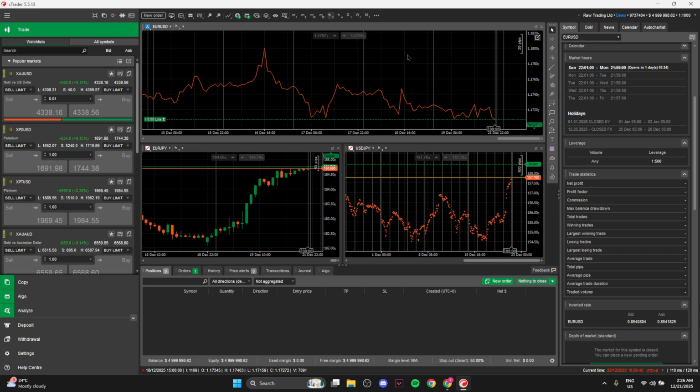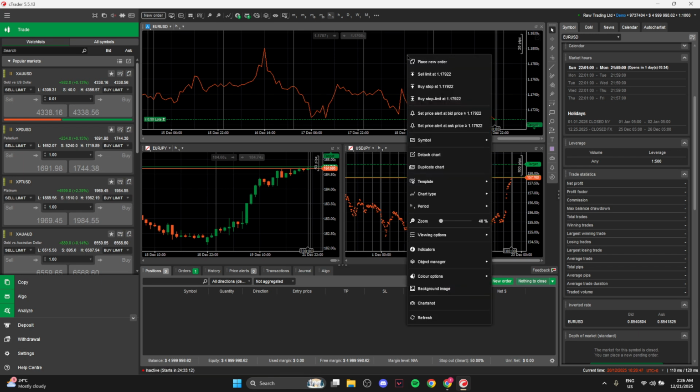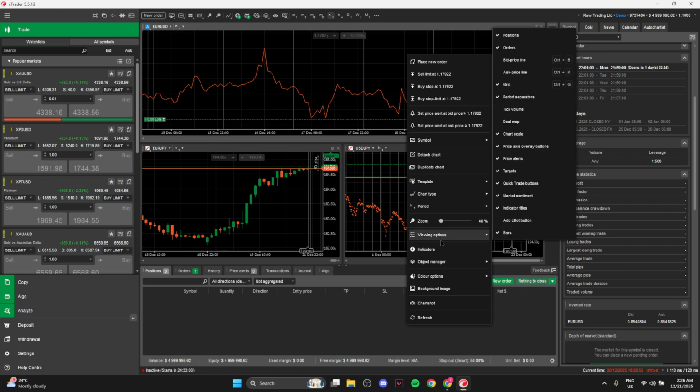On the chart, click the Chart Settings button, the small gear icon on the chart itself. This opens the settings specific to that chart, not the platform-wide preferences. You'll see options for appearance, trading tools, and overlays. Now enable the Show Ask Price Line option.